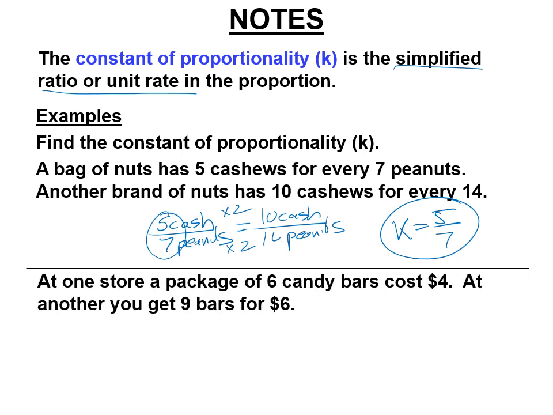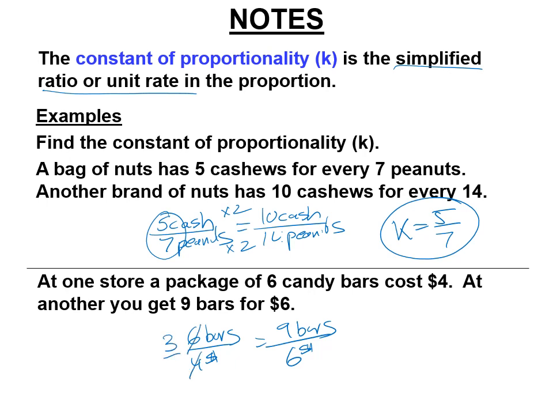At one store, a package of 6 candy bars is $4. At another, you get 9 bars for $6. First of all, we have to check if that's proportional. Now it's saying find the constant of proportionality. So if I say that they are proportional, well, let's just do the math.